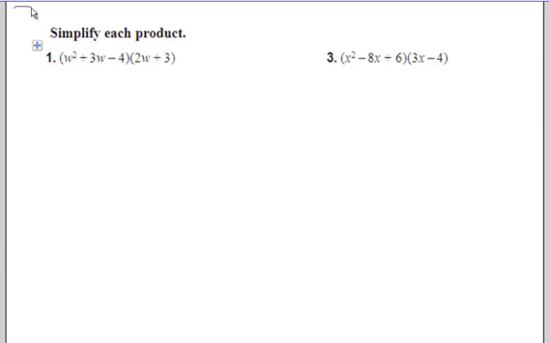In day 2 of 8.3, remember yesterday all we did was FOIL. We had a binomial and a binomial. Now I have a binomial and a trinomial. And it said, okay, if you have anything other than a binomial and a binomial, just use the distributive property. So that's what we're going to do.